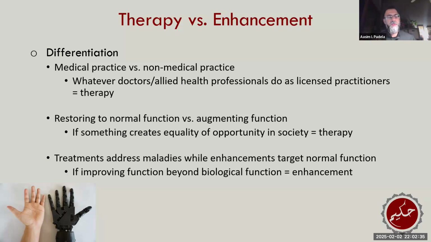Another line would be that treatments address maladies while enhancements target normal function, meaning the state of being that you're addressing here is someone who has a deficiency in function or has normal function. If they have deficiency in function, then that's therapy. If they have normal function, that's enhancement. So these are dividing lines that are often offered in bioethics courses around therapy and enhancement, but they're gray. They don't really fully add up. And as I mentioned, they're grounded in different sorts of authority structures, society or professions themselves, and they can vary across different geographic lines.